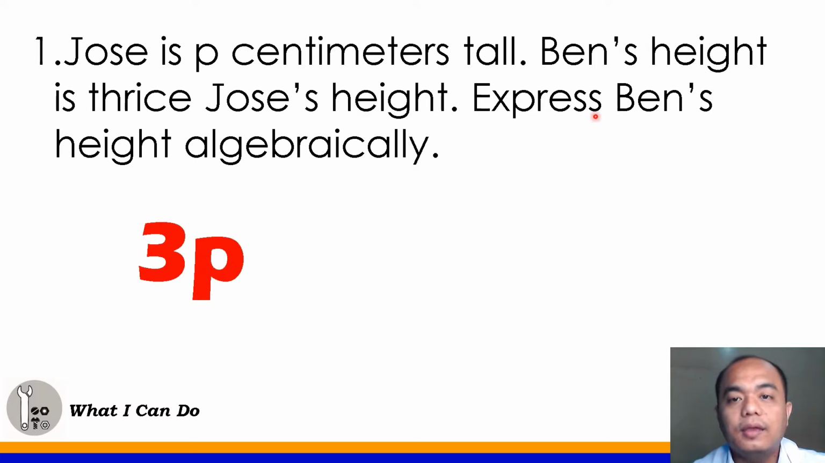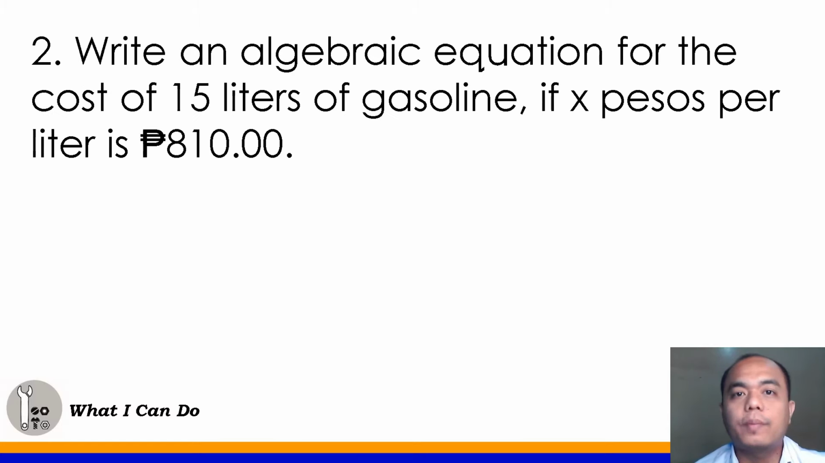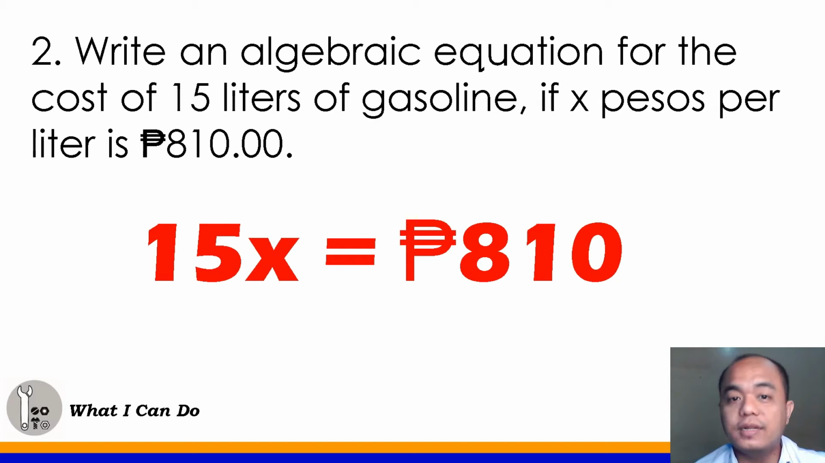That's 3P. Okay, so yung P dito is yung height ni Jose. Ang height naman ni Ben is thrice sa height ni Jose. That's why yung height ni Ben there is 3P. For number 2, write an algebraic expression for the cost of 15 liters of gasoline if X pesos per liter is 810 pesos. So this will represent 15x equals 810 pesos.